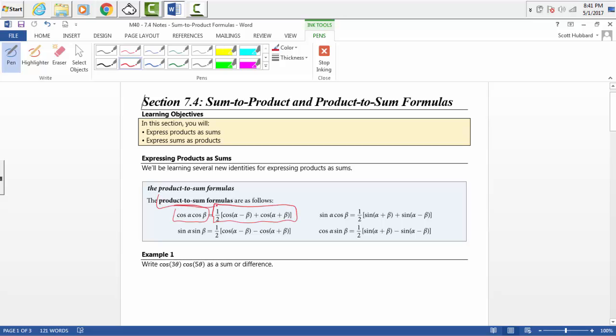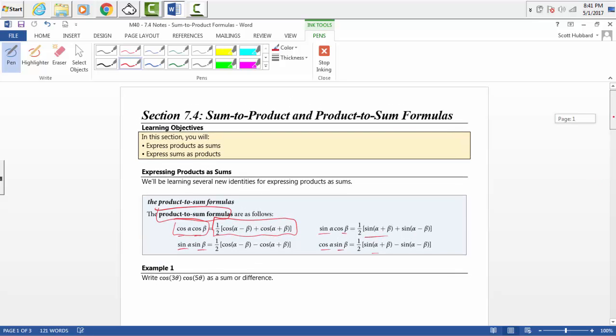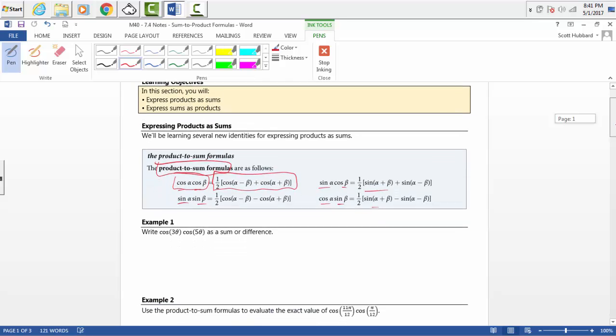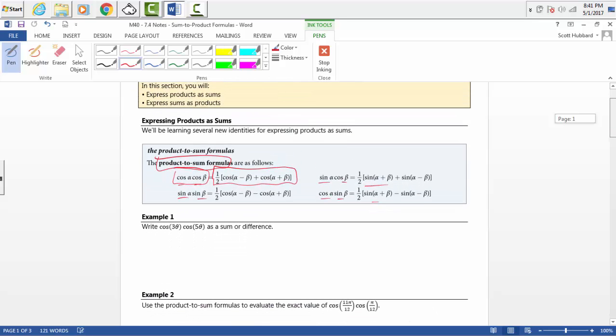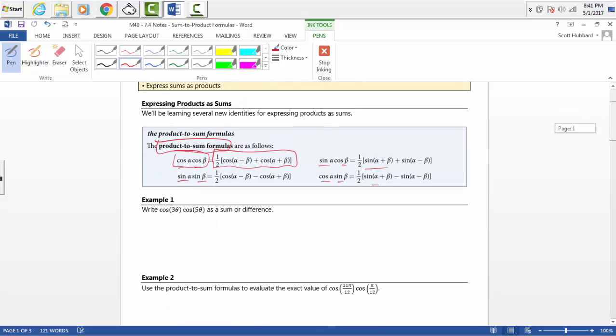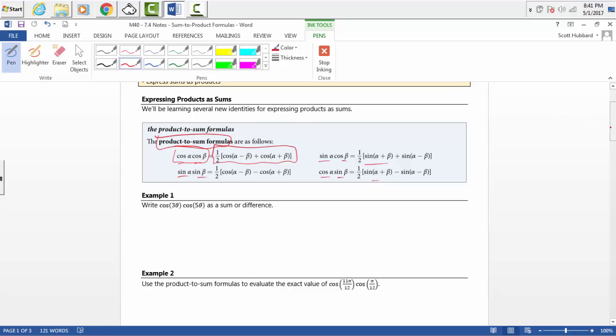This is product to sum. So when you have cosine times cosine, it splits up into this. Same thing with sine times sine, it splits into this, and vice versa. They split up into their constituent parts. These formulas are kind of a doozy to remember, so I don't require you to remember them, just to know how to use them. I'll provide them on the exam on our formula sheet, a little cheat sheet for this chapter. Okay, so let's take a look.